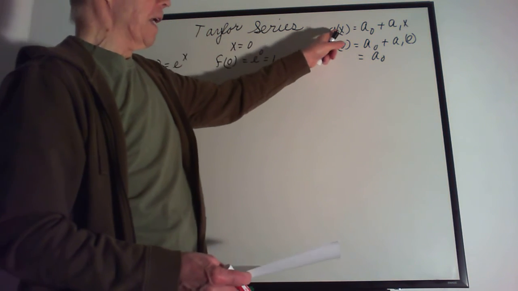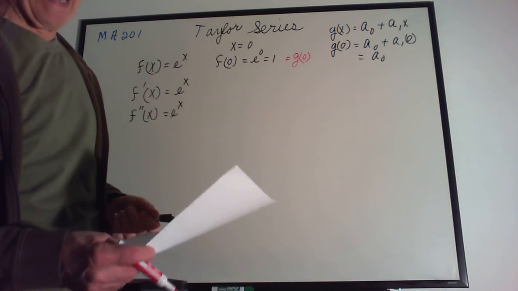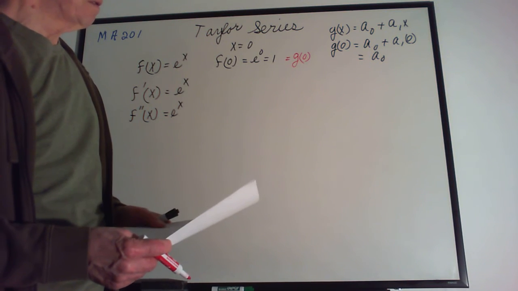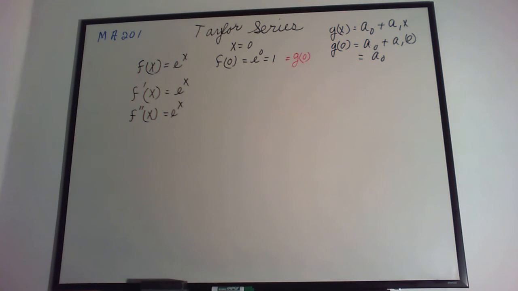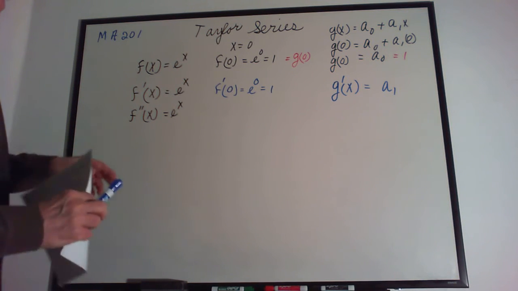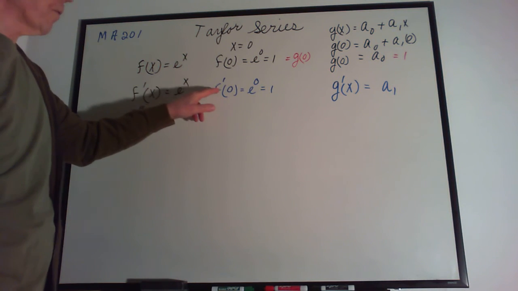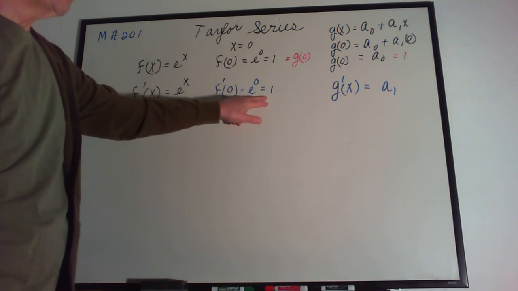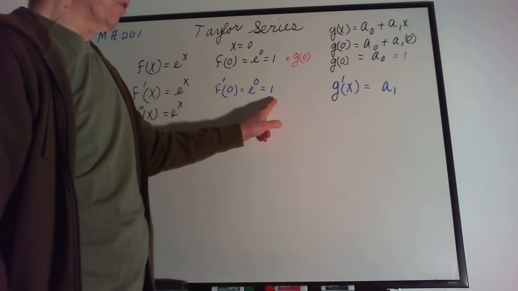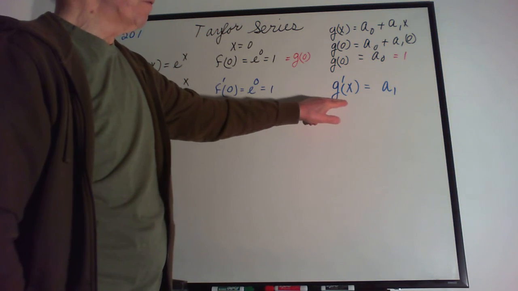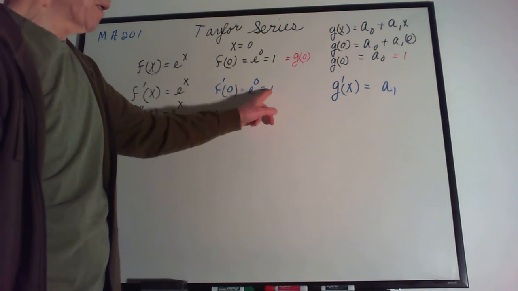Right? So I take my polynomial, put 0 in for x. The question is, what must a sub 0 equal? Well, a sub 0 must equal 1. Next, I take the first derivative of e to the x, which is e to the x. When x is 0, the first derivative of e to the 0 is 1. I want the first derivative of the polynomial to have the same value. Well, the first derivative of g of x is a sub 1, which means a sub 1 must equal 1.